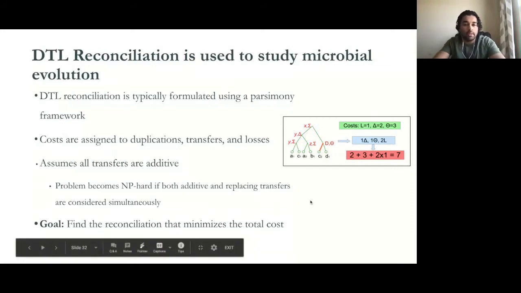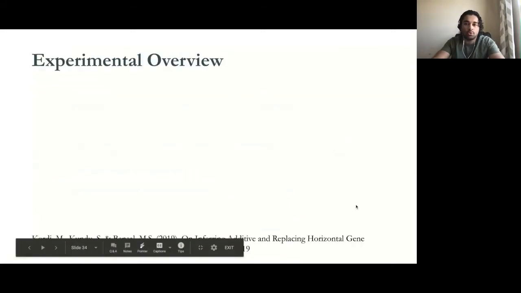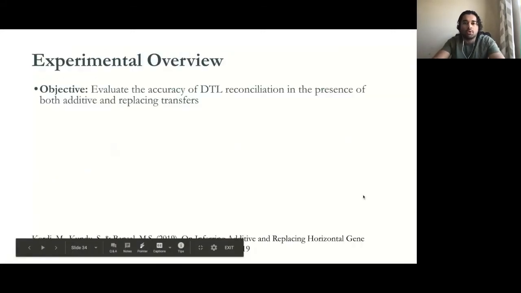So currently, the DTL reconciliation framework itself assumes that all the transfers are additive transfers. And the problem actually has been shown to be NP hard if both additive and replacing transfers are considered simultaneously. So what we want to actually see is, when we find this reconciliation of a gene tree which evolves with both additive and replacing transfers, which our simulation framework supports, can the reconciliation also work equally well? So that's essentially the objective here.